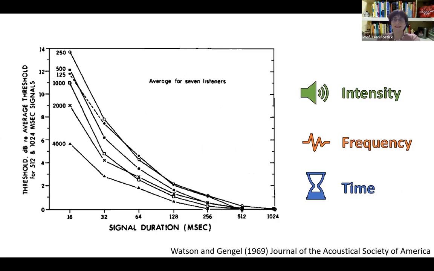Also, as you can see in the different lines in this figure, when the frequency is higher, less intensity and time are required. So there is an integration of intensity, frequency, and time.